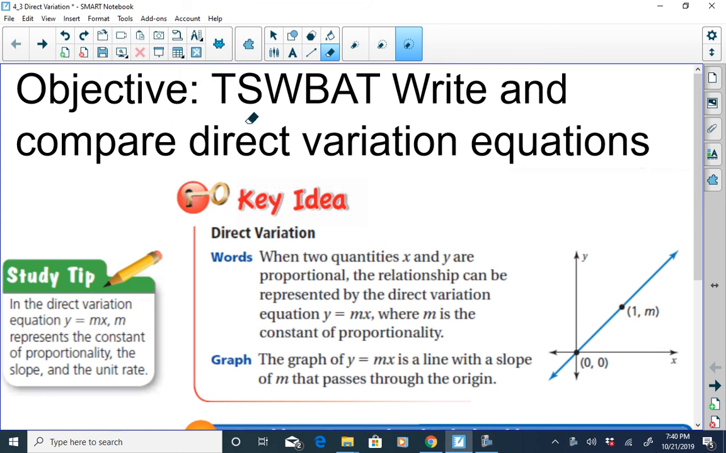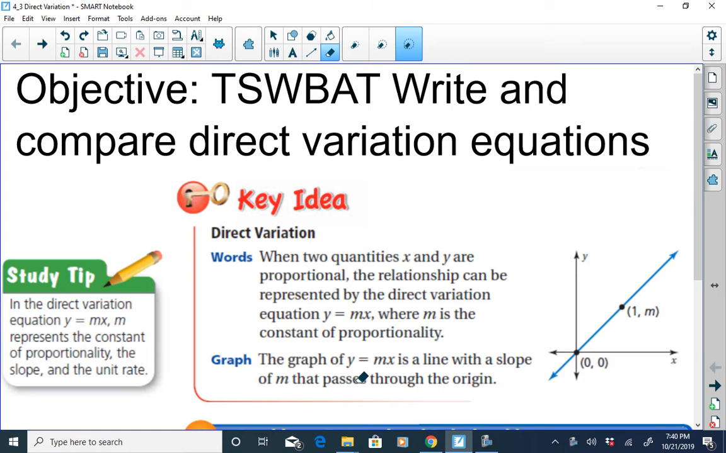Our lesson today is to be able to write and compare direct variation equations. A direct variation is when two quantities x and y are proportional. The relationship can be represented by the direct variation equation, which is y is equal to m times x, where m is the constant of proportionality.